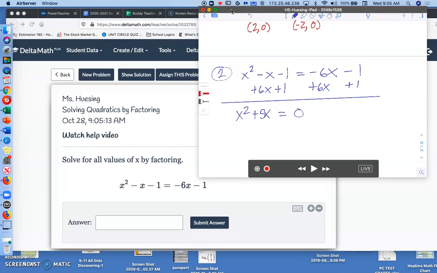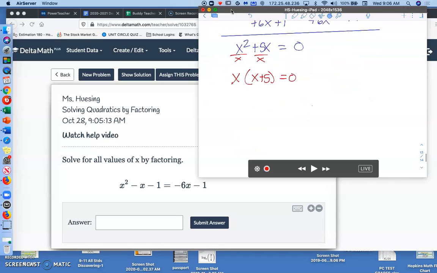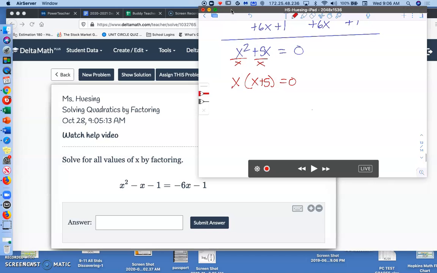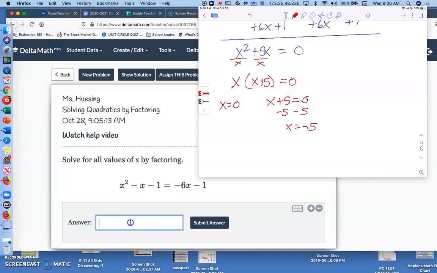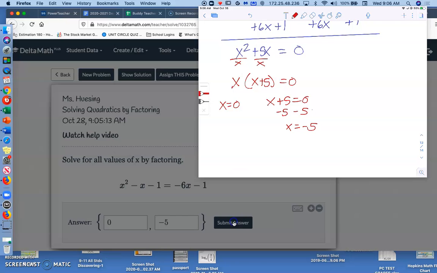So if we have a two-term one like this, we don't need a box and circle. We can just see what we can factor out of here. So I can divide an x out of each of these. So I can undistribute the x, and it becomes x times x plus 5 equals 0. Because you can see if I was to distribute that x again, I'd have x squared plus 5x. And now we just set each part equal to 0. So x equals 0, x plus 5 equals 0, minus 5, minus 5, so x equals negative 5. So again, here we'd type 0, comma, negative 5 to represent those two x values that work.